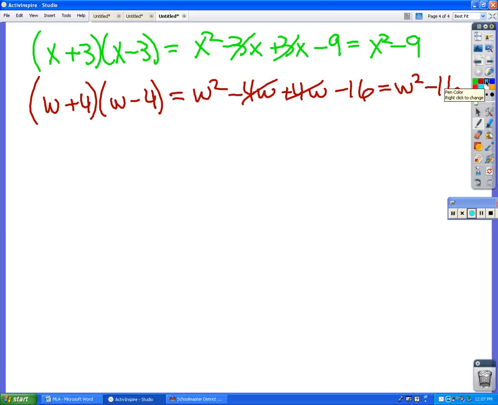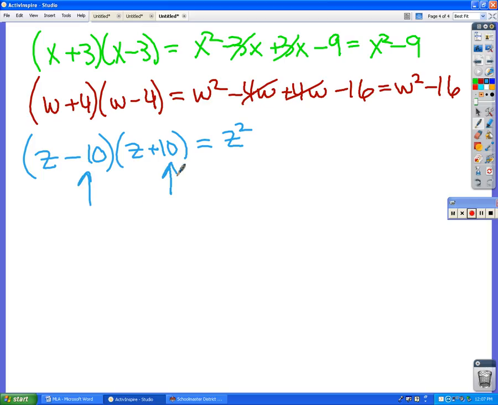And so one last time. Z minus 10 times z plus 10. Z squared. It'll be minus 10z and then it'll be plus 10z, so those will cancel. What do I get for my last term when I go the last number here times the last number here? Negative 100.